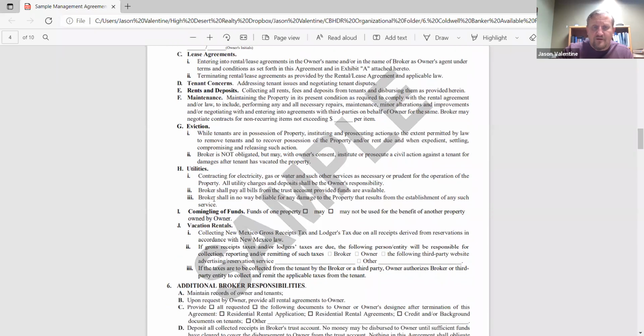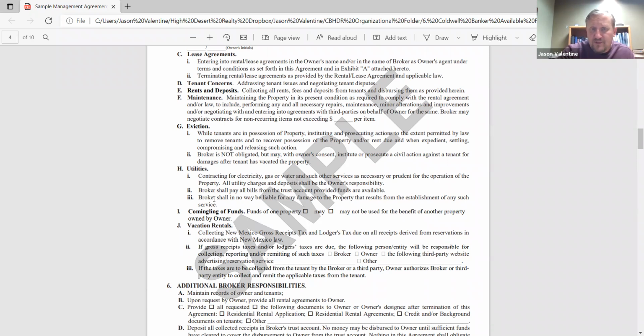Paragraph G, if we do have to evict a tenant, we will evict the tenant, but we're not actually obligated to pursue legal civil action against them for any balances that are due and stuff like that. Usually we get the eviction and we get the judgments, and then it's up to you, the property owner, to do writs of restitution and such like that.